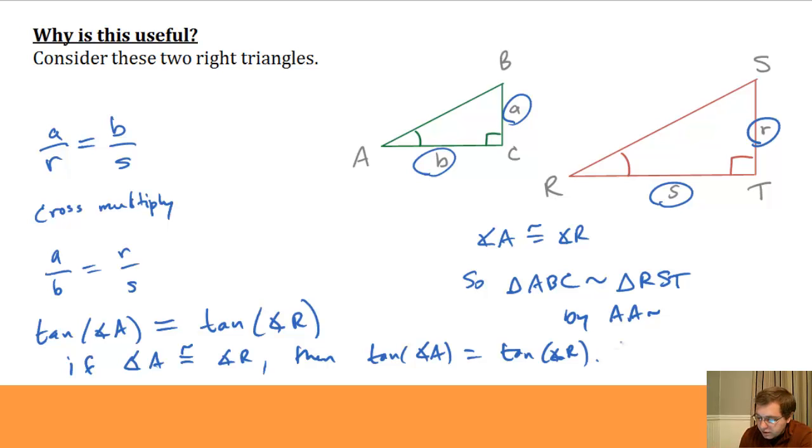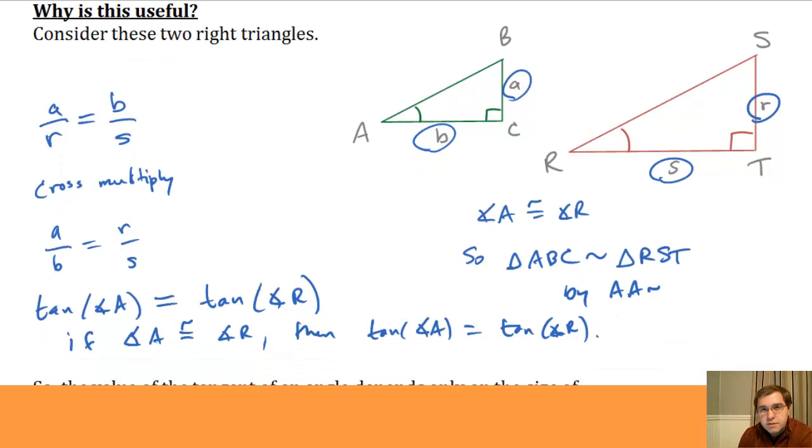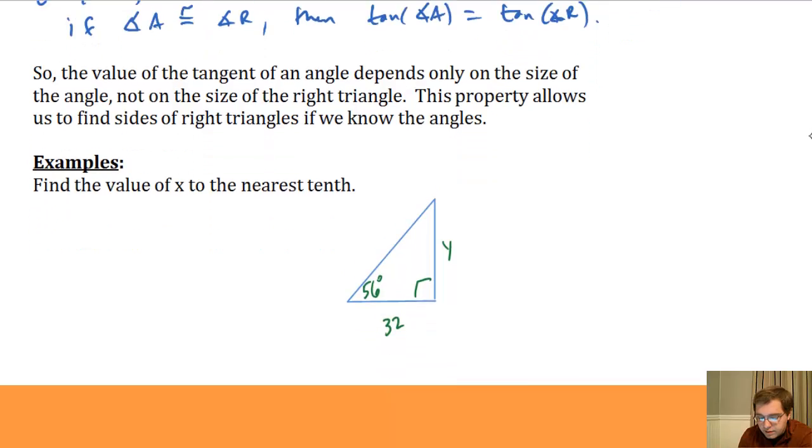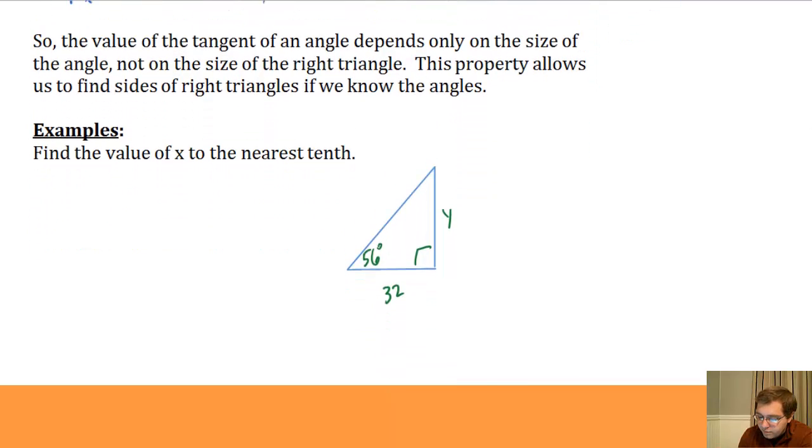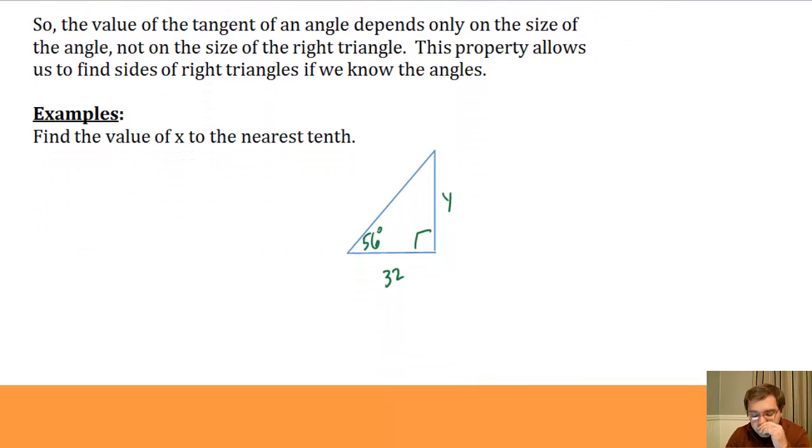If two angles are congruent, their tangents are equal. Their tangent ratios are equal. So in other words, the value of the tangent of an angle depends only on the size of the angle, not on the size of the right triangle. So no matter what triangle the angle is in, as long as it's a right triangle, the value of the tangent for that angle will always be the same.